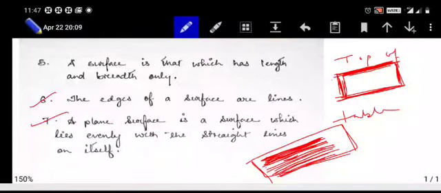Clear? So these are the 7 definitions that have been discussed in our textbook. I hope you have liked the video, and in the next part we will try to understand the axioms, postulates and propositions, or you can say theorems.